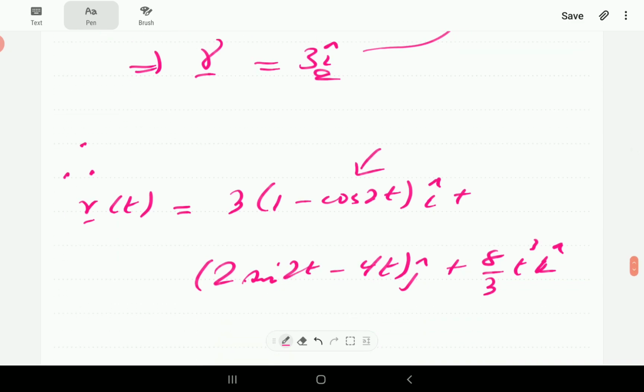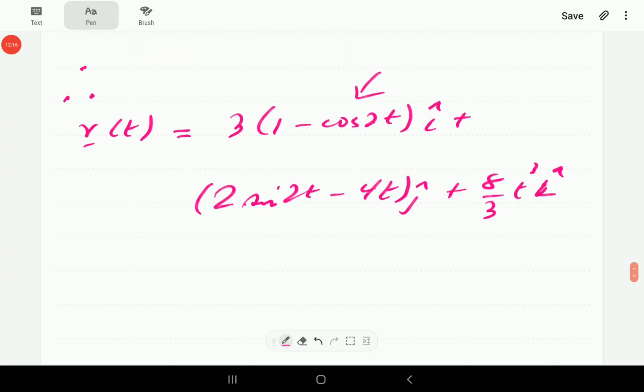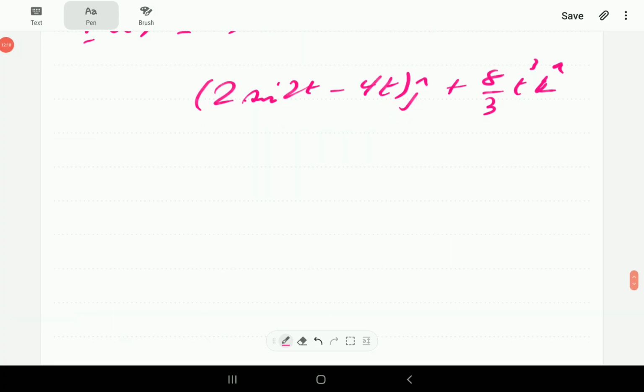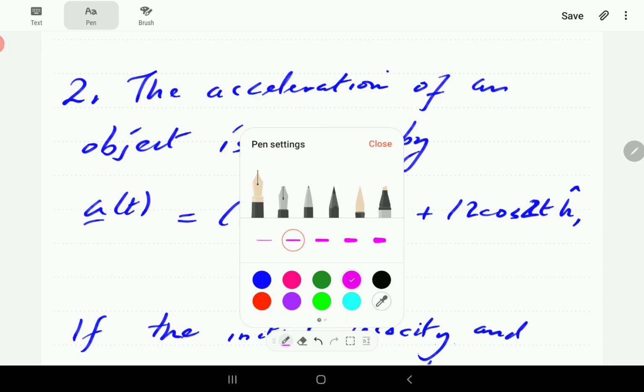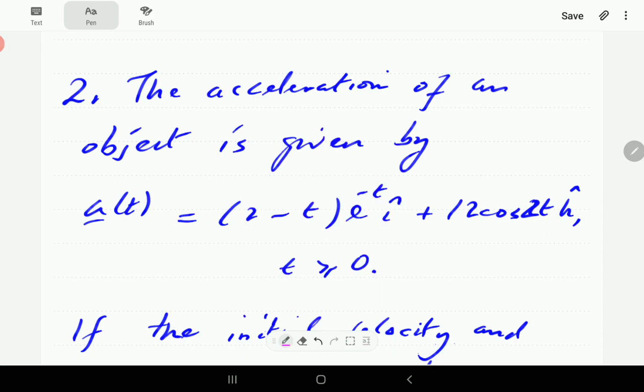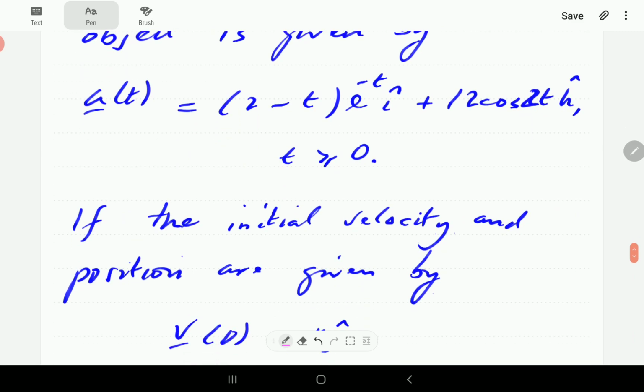All right, we're now going to give you a chance to work through a similar example. In this example, we have a particle that has got acceleration given by the vector 2 minus t e to the minus t i plus 12 cosine 2t k for time t bigger than 0.